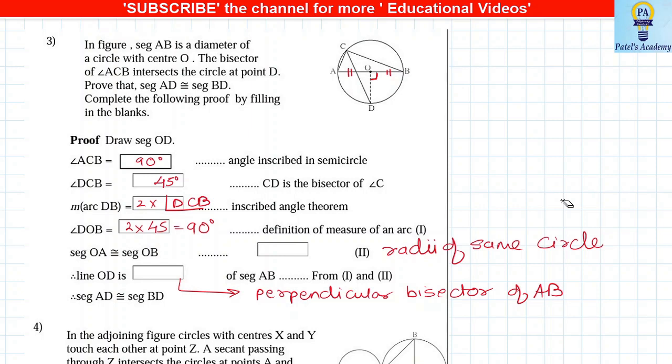If it is a perpendicular bisector, by the property from 9th standard, any point on the perpendicular bisector is equidistant from the endpoints. Means what? AD will be equal to BD. That is the last step. AD equals BD.